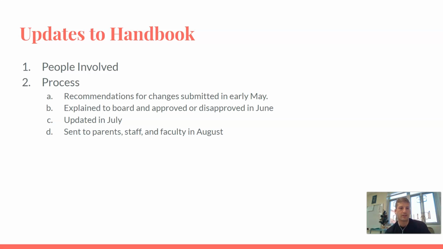So the process is like this. You recommend it, and it could be anybody. Most of the time it's just the assistant principals that look at it, but if there's a teacher that wanted to recommend something, they could. They recommend stuff in early May. It's explained to the board. The board approves it or disapproves it in June. They update it in July.